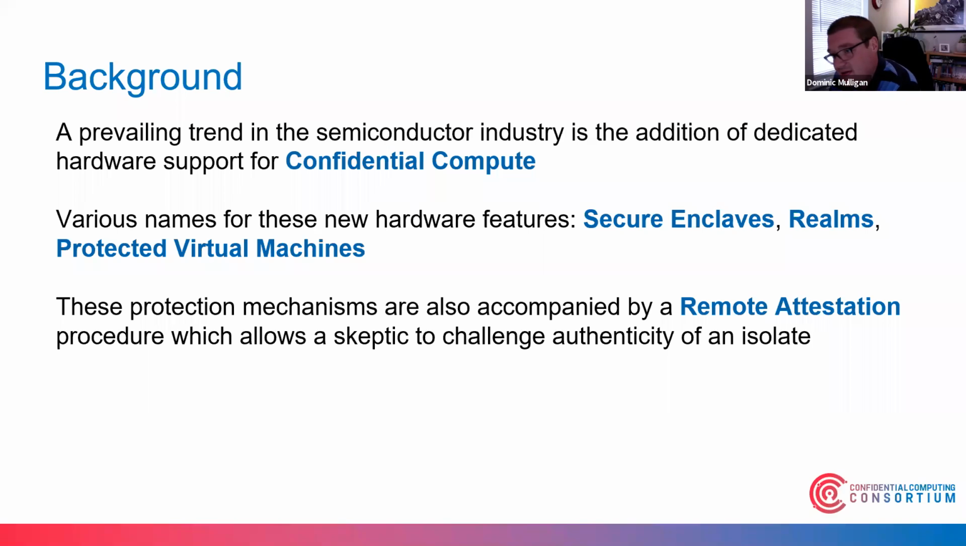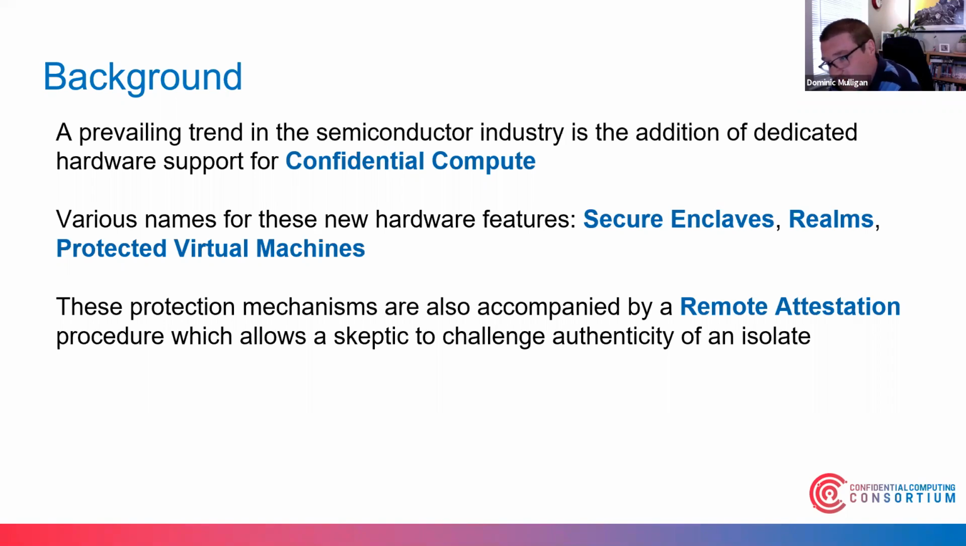Depending on the particular kind of hardware architecture, these features go by a lot of different names. For example, you could have secure enclaves in the case of Intel SGX, realms in the case of ARM's newly announced confidential compute architecture, protected virtual machines for AMD SEV, and so on and so forth. Because there's lots of different names for them, and a few of these names have now become strongly associated with a particular technology, I'm going to use the generic phrase isolate instead of one of these particular names throughout the rest of this talk.